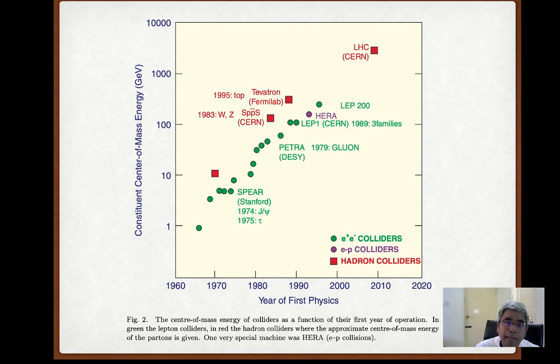Now, on the y-axis, you have essentially the center of mass energy. Initially, they started with 1 GeV, then SLAC went up to 10 GeV. And then at LEP, it was around 100 to 200 GeV center of mass. And now we are sitting at 14 TeV center of mass at the LHC, which will be starting soon, in a couple of years or so. Till now it ran at 13 TeV.